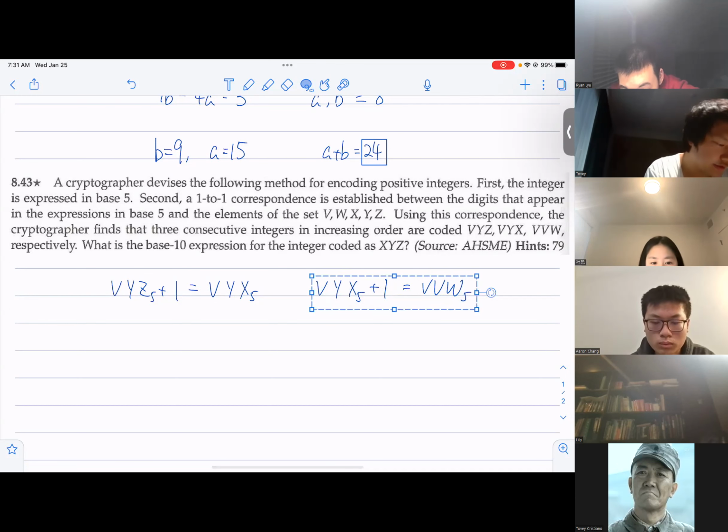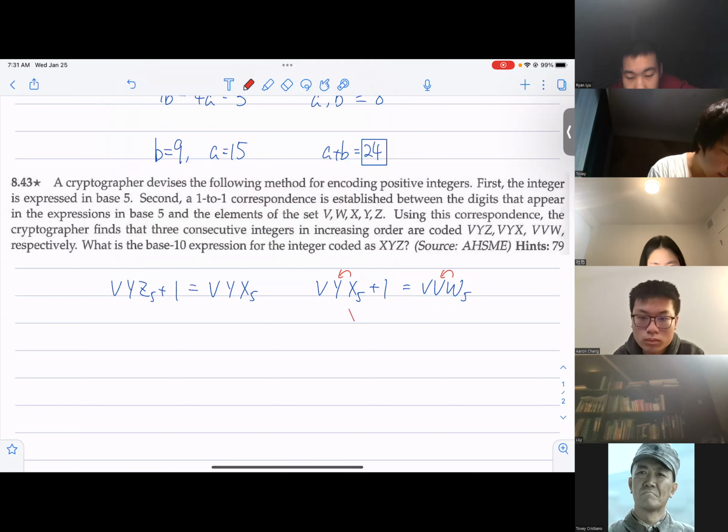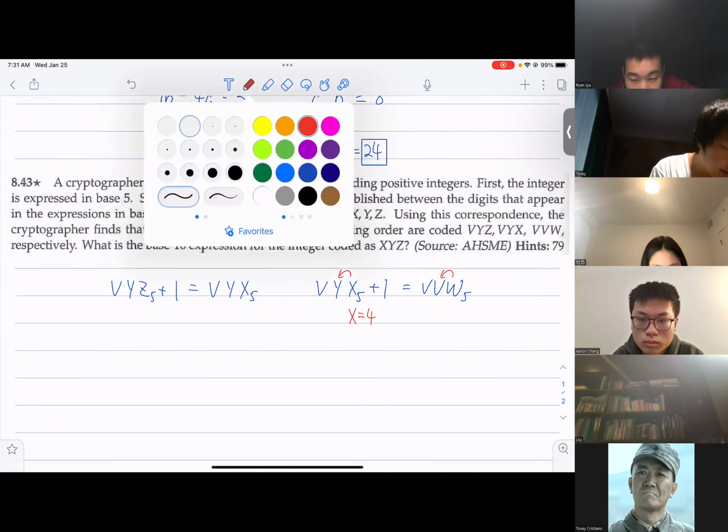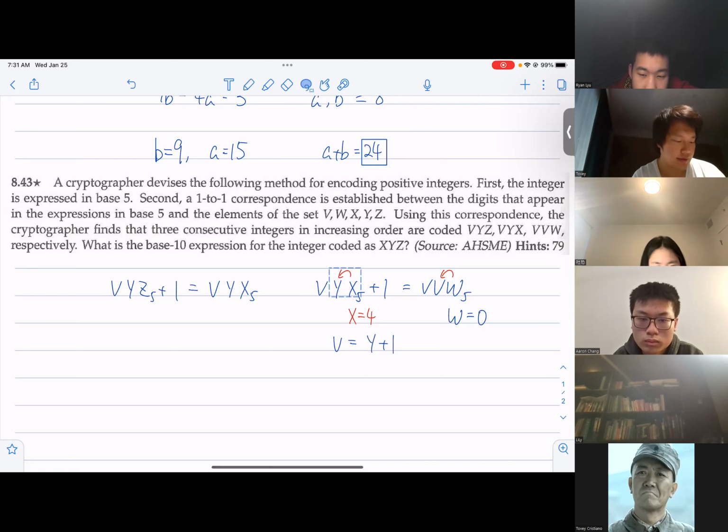So from this equation, we can see that this has to be a carryover. That means x is 4. Here we have to carry over in order to become this, so x is going to be 4. And 4 plus 1 is 5, but it's base 5, so it becomes 0. So w equals 0. And we also know that v is y plus 1: y gets a carryover from the unit digit and becomes v.